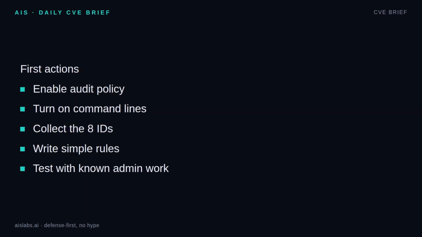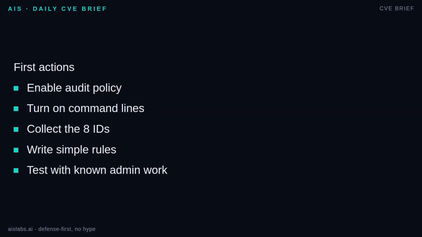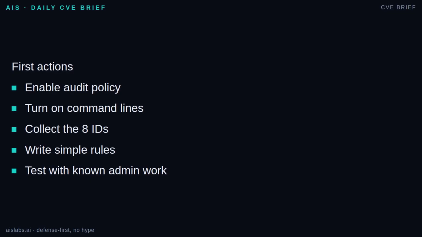Start with policy, not a giant connector checklist. Enable the needed Windows audit categories for logon, account management, group management, process creation, and system events. Then enable command line auditing for process creation before you build 4688 detections. Confirm the fields actually arrive in the SIEM: user, host, source address, logon type, process name, command line, group name, service name, and timestamp. Build simple rules first.